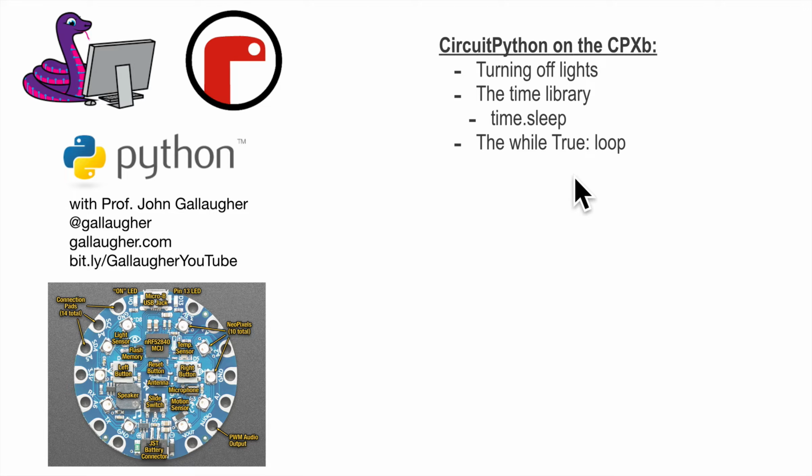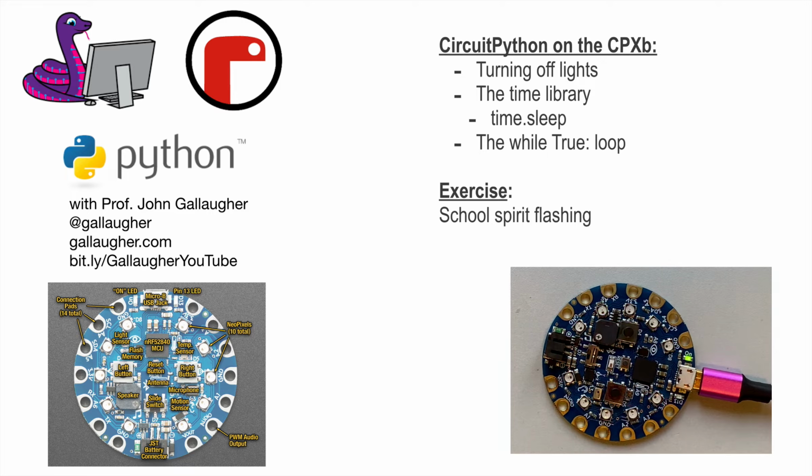So what we're going to do here is learn how to turn off the lights. We're going to work with the time library, specifically learning how to use the time.sleep command to make our program pause for a period of time. We'll also learn about the while true loop, which will allow us to continue to execute code over and over again. And then we'll have a School Spirit challenge where we try to get the CPXb to flash in a pattern similar to a chant that you might give at a sporting event, like, "We are BC." So let's get at it.